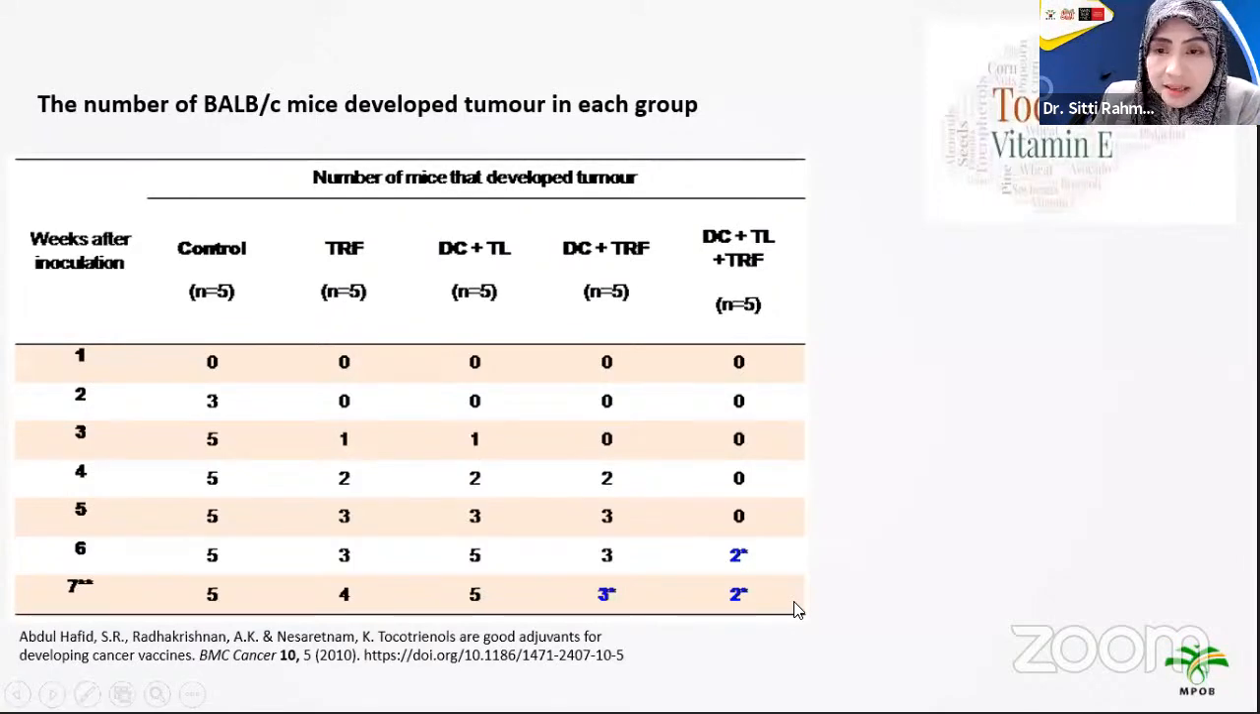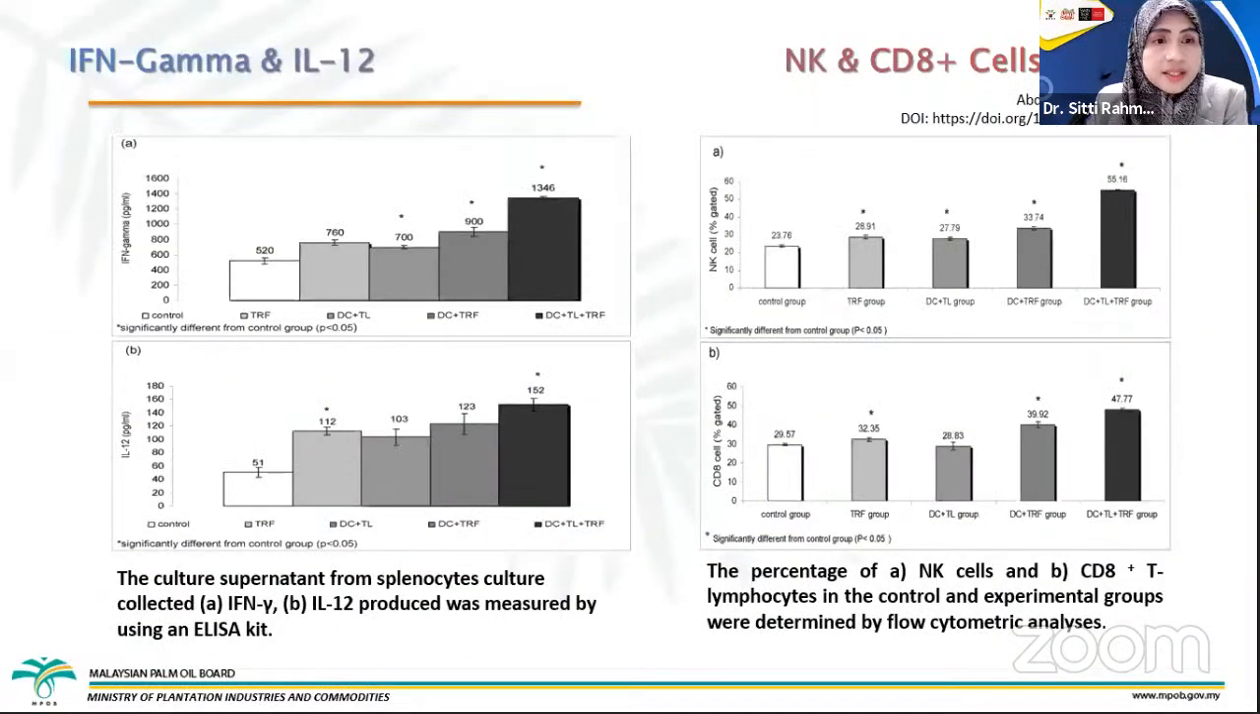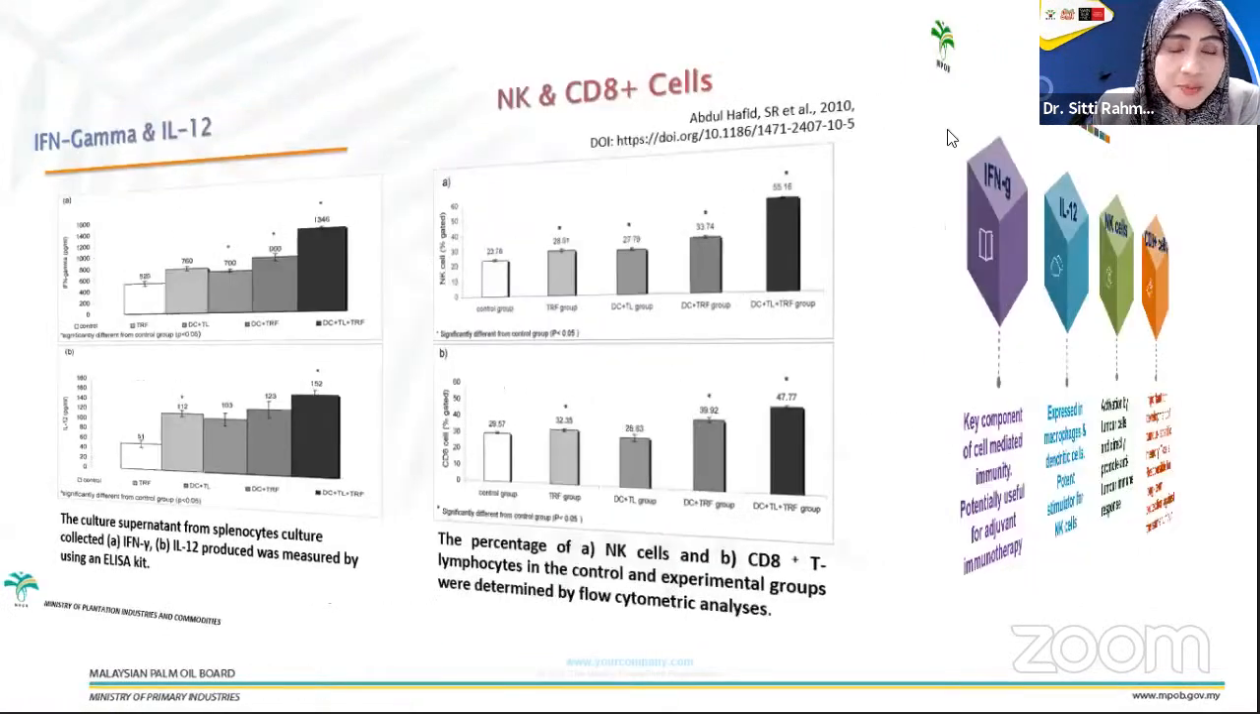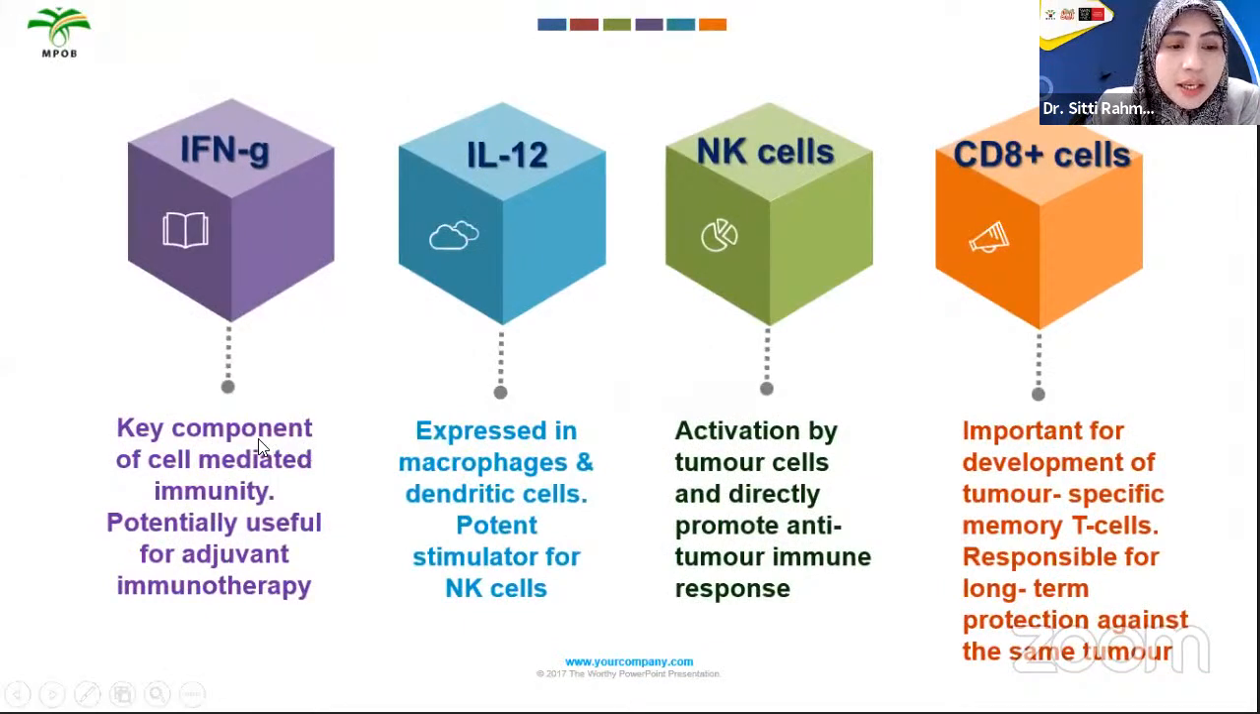So here is the interferon gamma and IL-12. These are the parameters you have to measure if you want to look at the immune system, because they are responsible for the immune system in the body. Let me explain what interferon gamma is. It is a key component of the cell-mediated immune response, and it is usually used for adjuvant immunotherapy. And IL-12 is a cytokine expressed in dendritic cells and macrophages, and it is a potent stimulator for the NK cells. NK cells are natural killer cells.